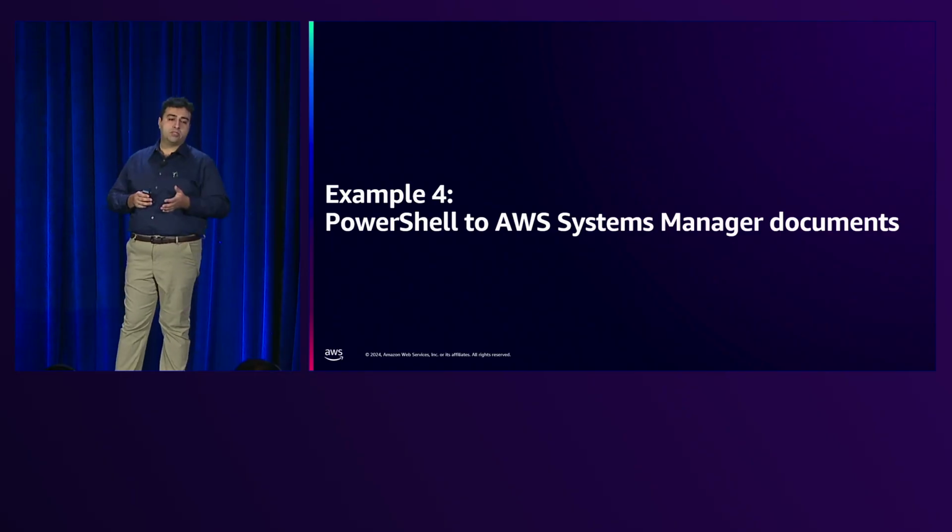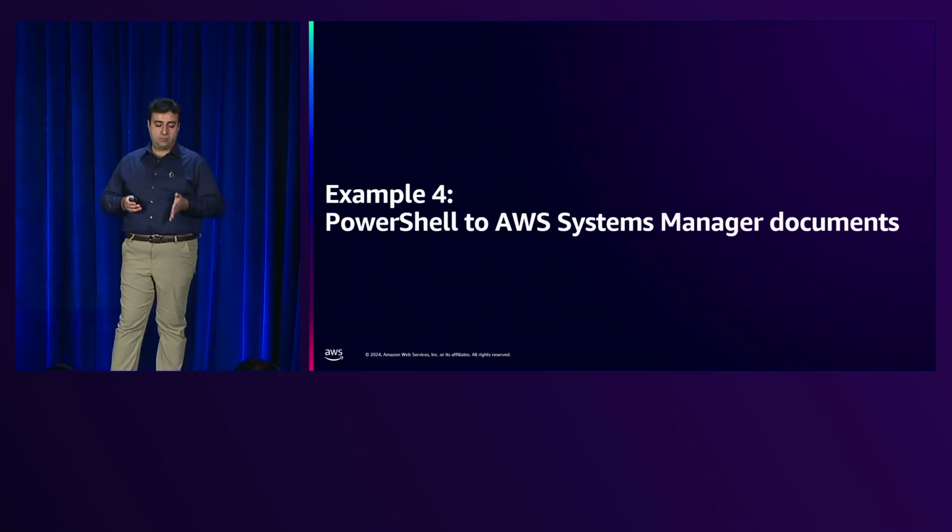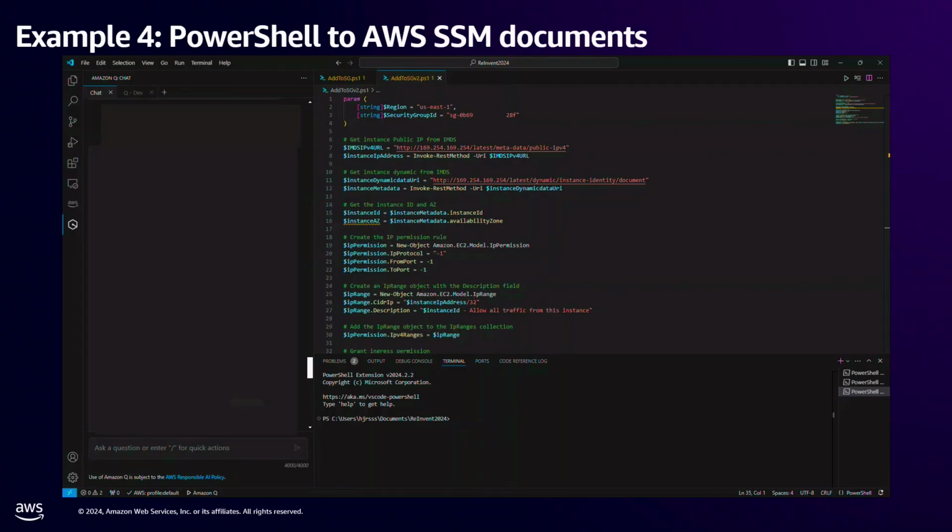So what you saw was building an SSM document from scratch. But what if you already have a piece of code and you want to transform it into an SSM document? Let's see if generative AI can help us with that. So here, I have a piece of PowerShell code. We really don't care what it does right now. We'll come back to it in the next example.